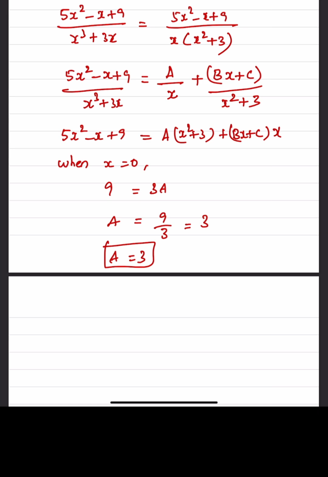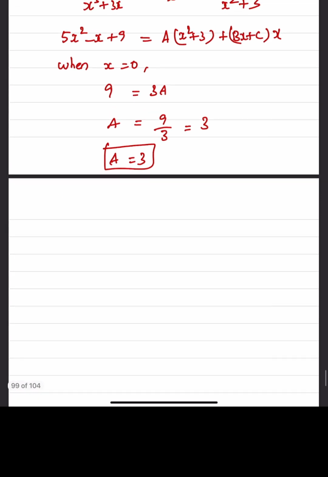Now we need to find the values of b and c. For this we will compare the coefficients. To get the value of b, we need to multiply this bx with x, so it will be bx squared. So we will compare the coefficient of x squared from the left hand side and the right hand side to get the value of b.